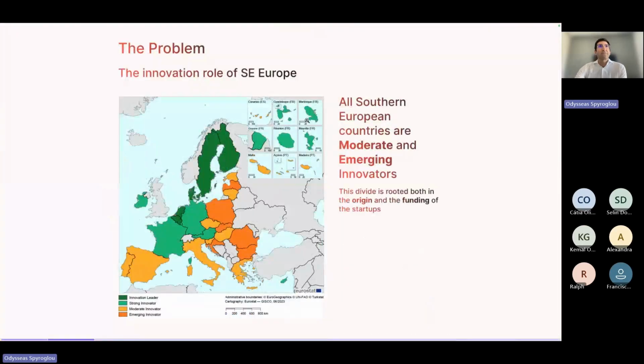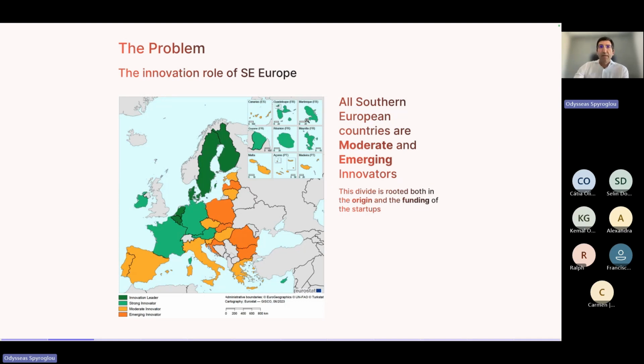So a few things about our project. S3E project is a European funded project. We realized that there was a problem in innovation in Europe, and a lot of moderate and emerging innovators were lagging behind. There is a divide between strong innovators in the north and emerging innovators and moderate innovators in the south. And this divide is often translated as difficulty to access finance, difficulty to access funding.